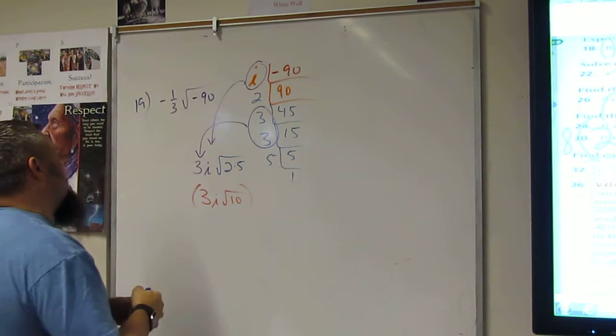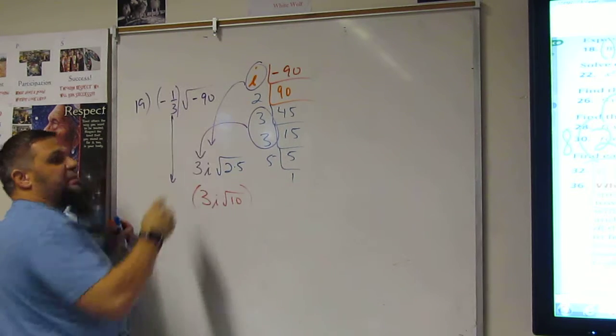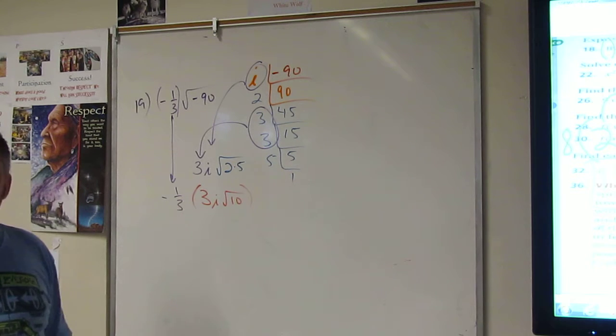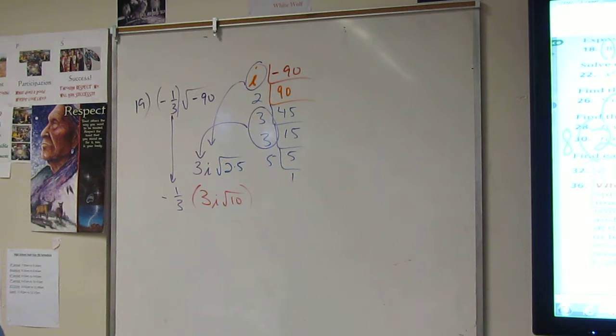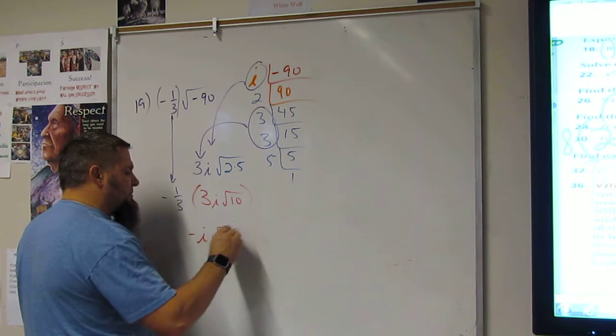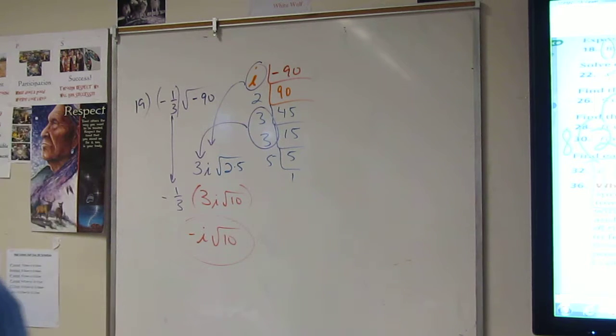And then I bring down this, right? What was outside? So negative 1/3. What is negative 1/3 of a 3? We came up with negative 1. So negative i square root 10. Okay? And that's 19. Better? Okay?